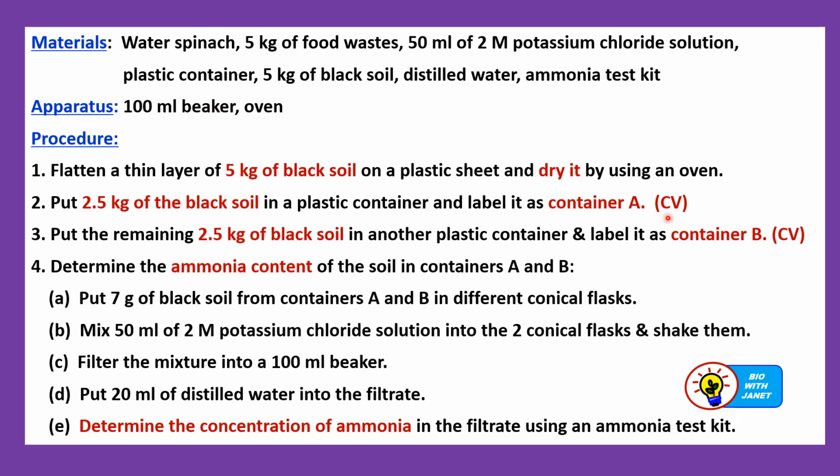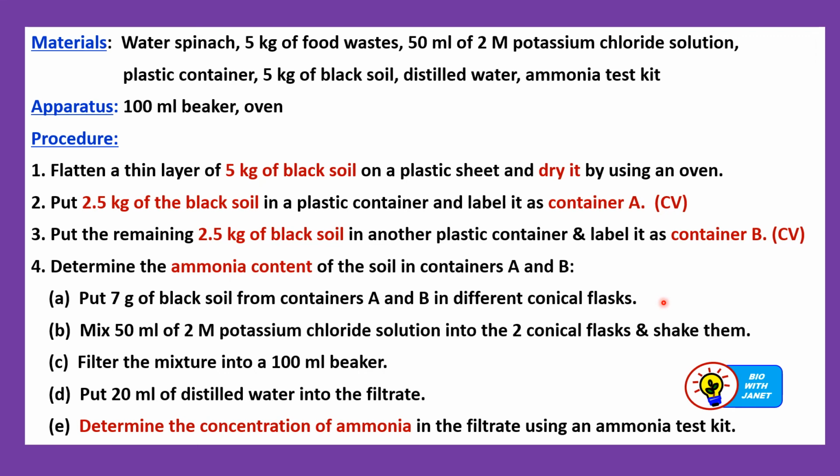So procedure: first, flatten a thin layer of 5 kilograms of black soil on a plastic sheet and dry it by using an oven. So we are going to get some black soil, and you've got to weigh it so that the black soil in one container is the same as the other. Put 2.5 kg of black soil in a plastic container and label it as container A. And then the other 2.5 kg of black soil is put into another plastic container and label it as container B. Right? So now we are going to determine the ammonia content of the soil in containers A and B.